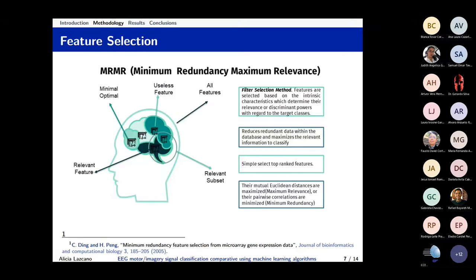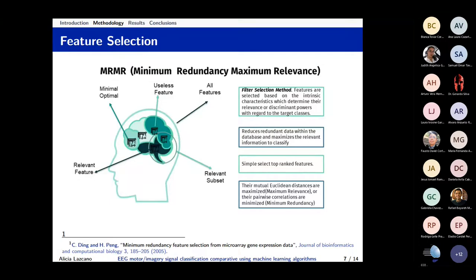In the feature selection, due to the many features and information that can be extracted, there is a necessity to select the features that improve the training performance of the different algorithms. The feature selection allows this. There are different approaches to feature selection: manual selection, statistical selection, filter selection, probabilistic, and heuristics. In the filter selection is found the algorithm used in the present work, called mRMR, minimum redundancy, maximum relevance, that reduces redundant data within the database and maximizes the relevant information to classify.